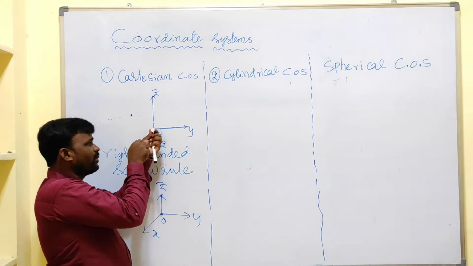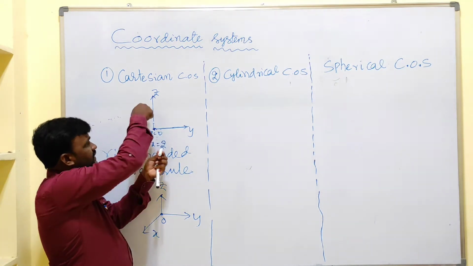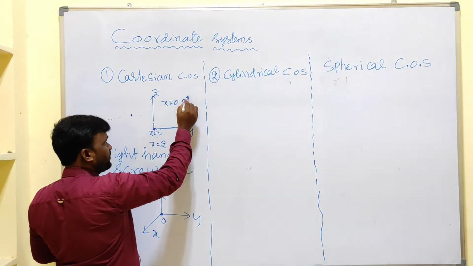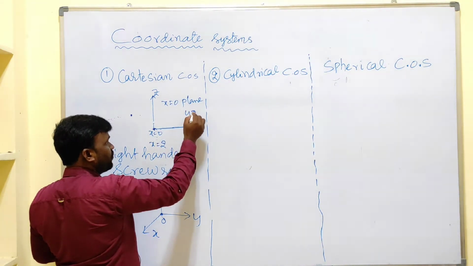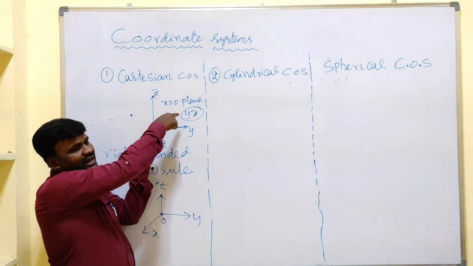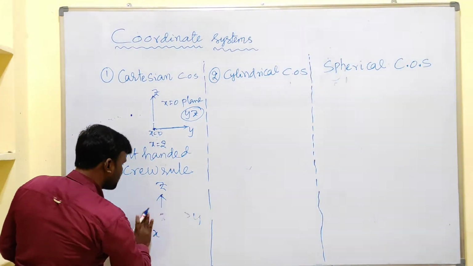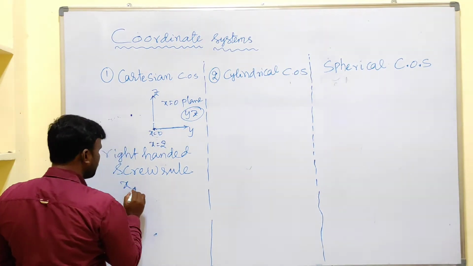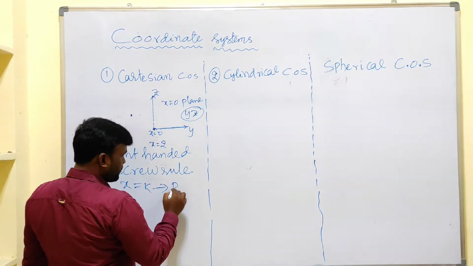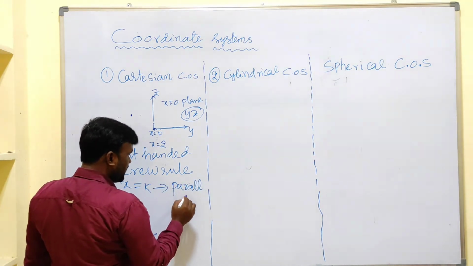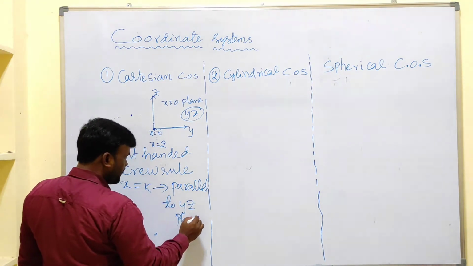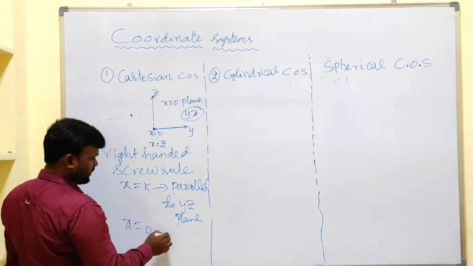This x equal to 2 plane is parallel to what? This x equal to 0 plane. X equal to 0 plane means what? YZ plane. If x is some constant, that is parallel to the YZ plane. X equal to some constant means that it is nothing but parallel to the YZ plane. What about the YZ plane? X equal to 0.